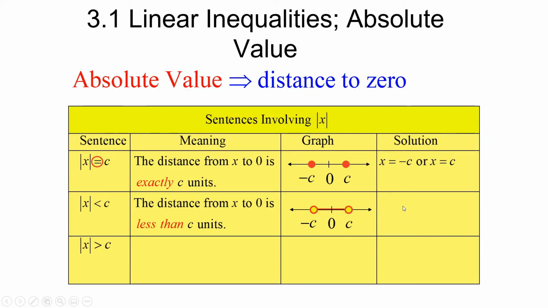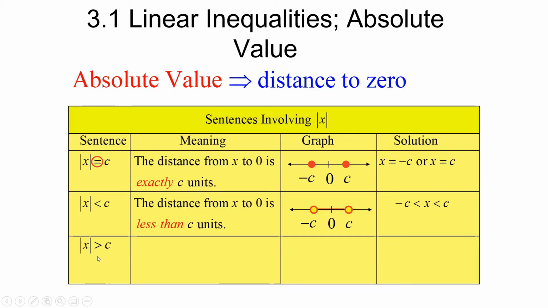So the solution is, and whenever we have a less than, we're going to have an and here. So we're going to start with negative c is less than x, and x is less than c, our double inequality right there. Okay, so it will be your job to go from this absolute value inequality to this double inequality, which people can tend to see a little more clearly.